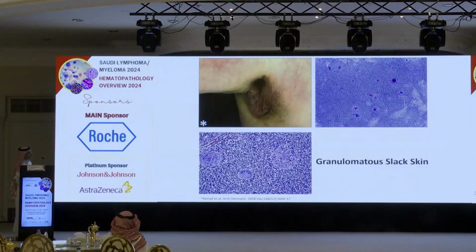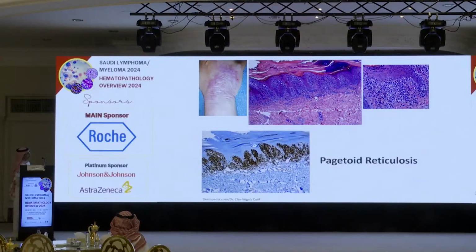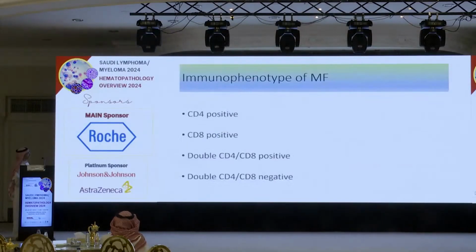This is a variant of mycosis fungoides with multinucleated giant cells eating elastic fibers, causing redundant skin, in a background of neoplastic T cells, granulomatous-like skin. Pagetoid reticulosis is a variant: single lesion, prominent epidermotropism, CD8 positive T cell infiltrate. Immunophenotype, commonly CD4 positive, can be CD8 positive, rarely double positive, rarely double negative.